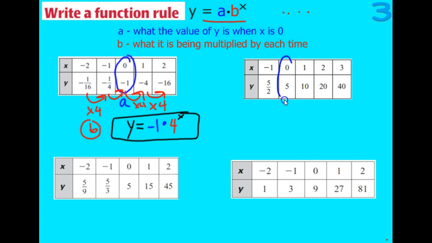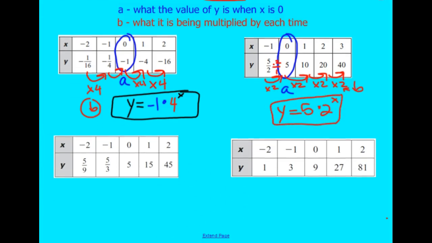Same thing here. A, 0's over here this time, is 5. And then b, our base to our exponent, what we're doing every single time, 5, 10, 20, 40, we're multiplying or doubling this, multiplying by 2, which makes sense because 5 over 2 times 2 would give us 5. So that makes sense. So we have y equals a, which is 5, times b, which is 2 to the power of x.